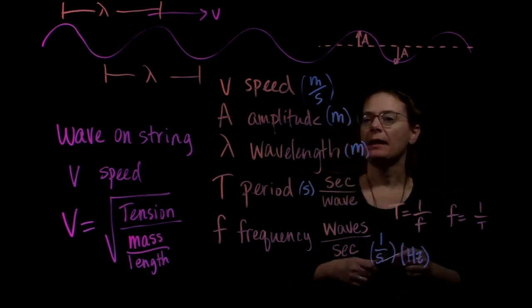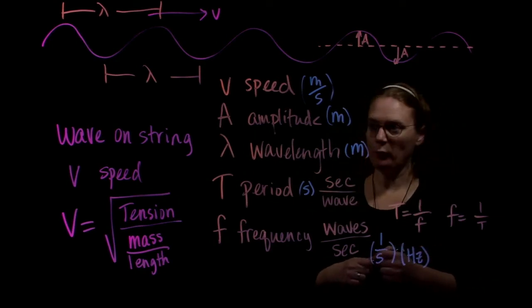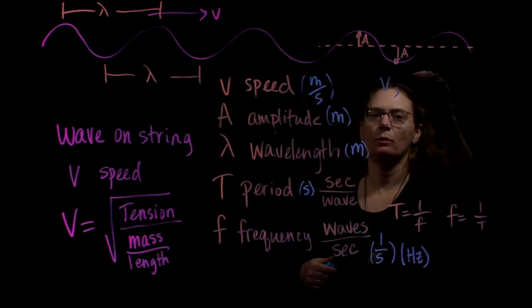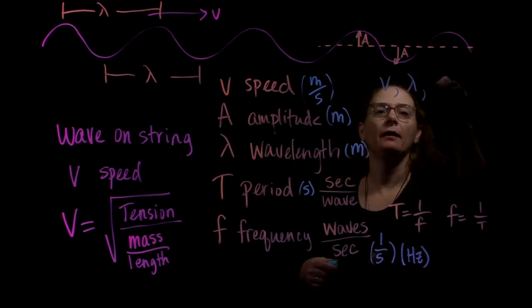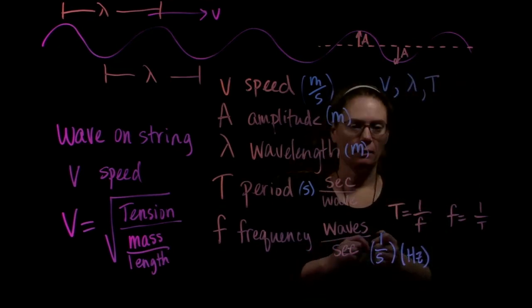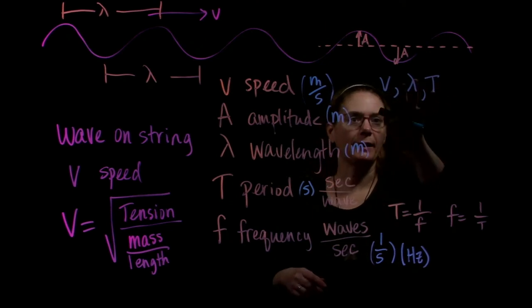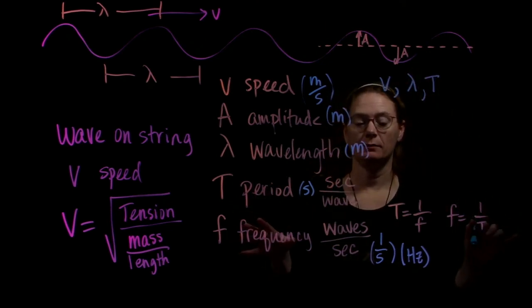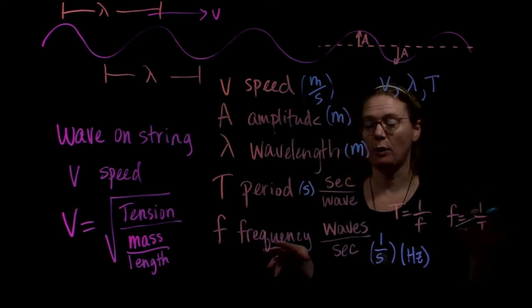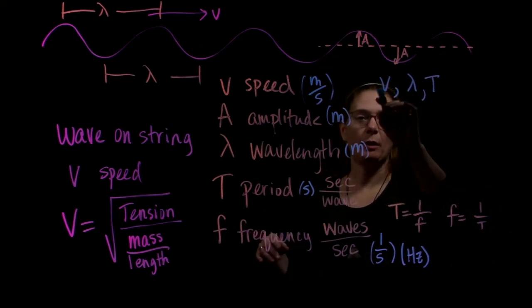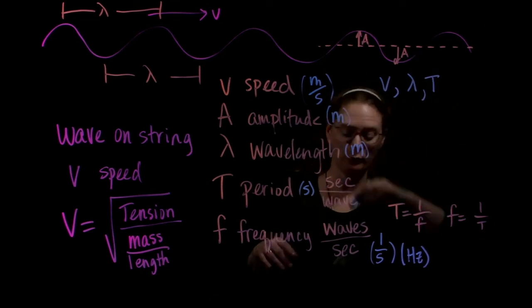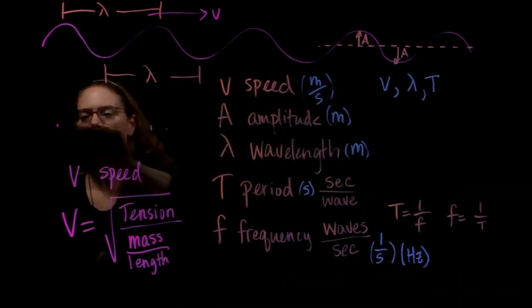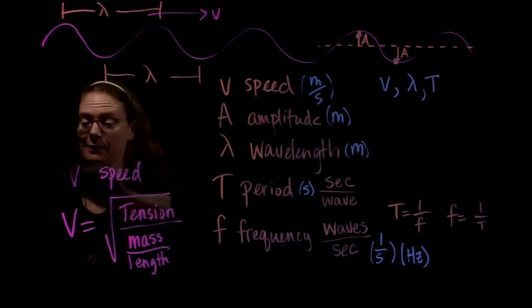All right, can you come up with a relationship between velocity and wavelength and period? Can you come up with an equation relating these three variables just by looking at the units? So give yourself a minute, hit pause if you need to. Can you come up with the relationship between these three just by looking at the units? Give that a try. It's pretty darn easy.